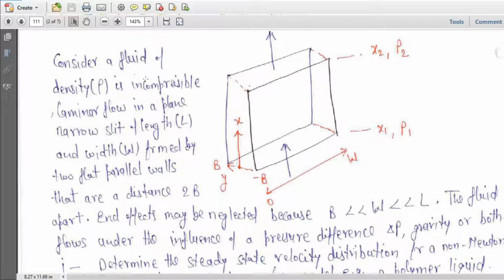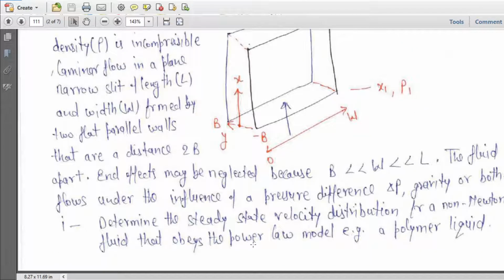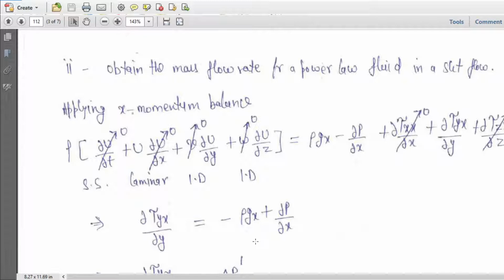So now the problem statement is: consider a fluid of density rho, incompressible, in laminar flow in a plane narrow slit of length L and width W, formed by two flat parallel walls that are distance 2b apart. End effects may be neglected because b is less than W and W is less than L. The fluid flows under the influence of pressure difference delta P, gravity, or both. Determine the steady state velocity distribution for a non-Newtonian fluid that obeys the power law model, for example polymer liquids. Second, obtain the mass flow rate of a power law fluid in a slit flow.